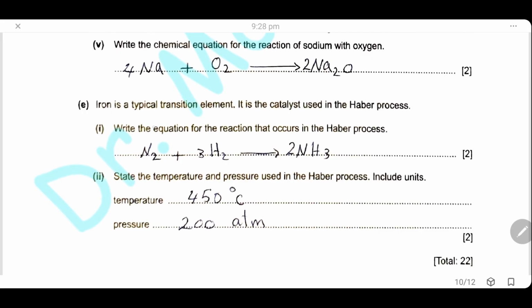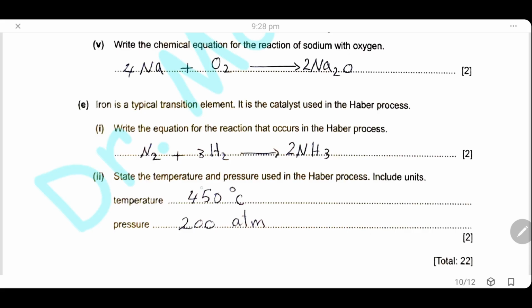Question E. Iron is a typical transition element. It's a catalyst used in the Haber process. Write the equation for the reaction that occurs in the Haber process. The Haber process is a reaction between nitrogen and hydrogen to form ammonia. Here again, this question is for 2 marks, so you have to balance the equation. 1 mark for the correct formulas of the gases and the product ammonia, and the second mark will be for balancing the equation.